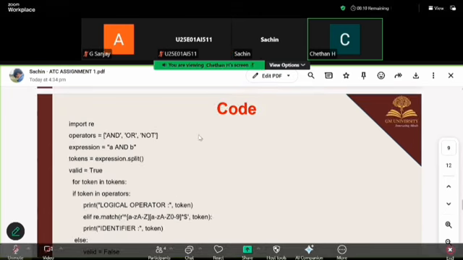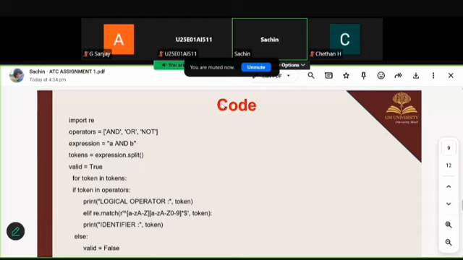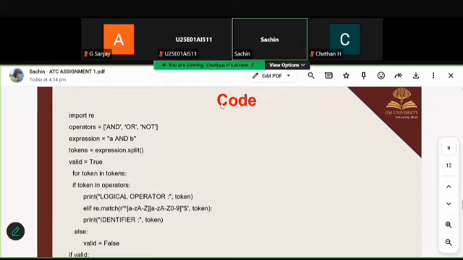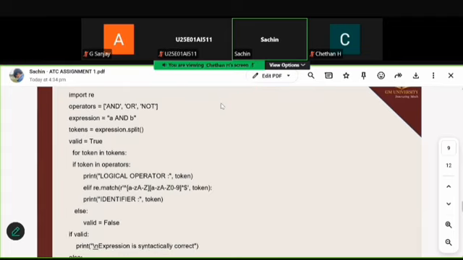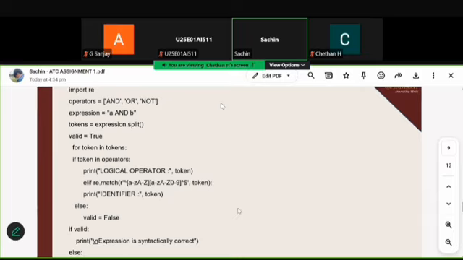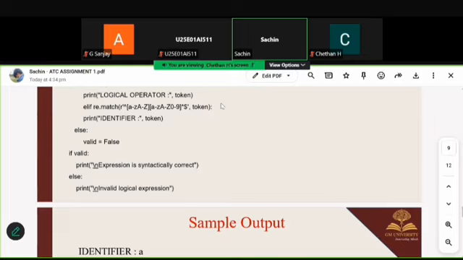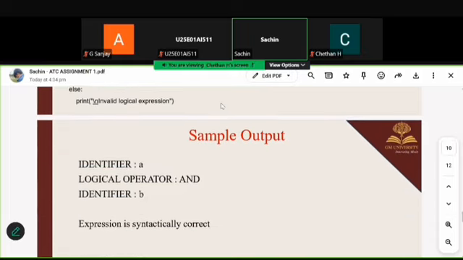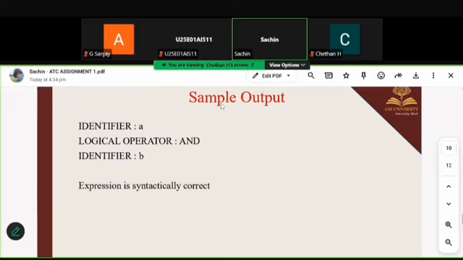Here we are using the Python code. The Python program stores logical operators in a list, splits the expression into tokens, uses regular expressions to validate an identifier, prints token types such as identifier and logical operator, and displays whether the expression is syntactically correct. Example: A and B. Output: identifier A, logical operator and, identifier B. Expression is syntactically correct.